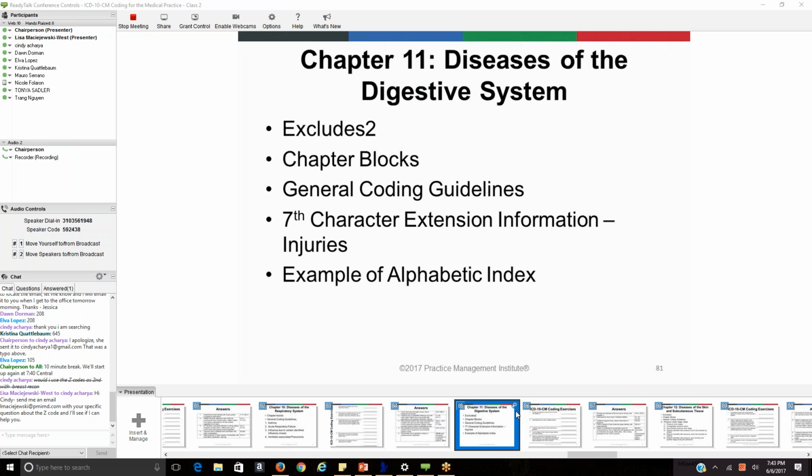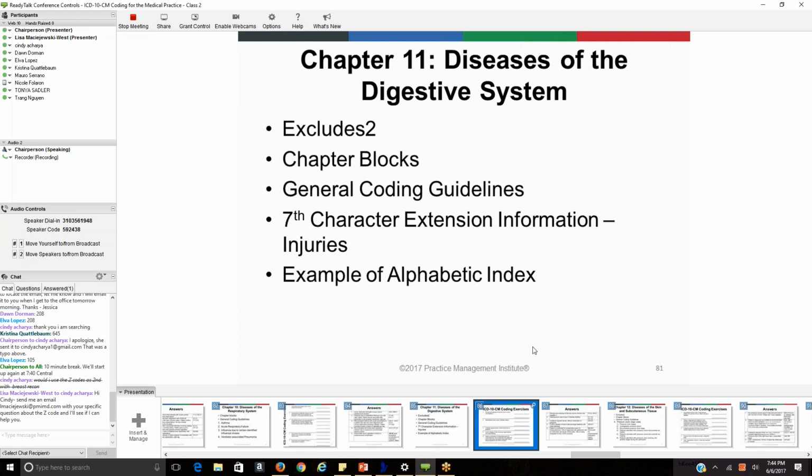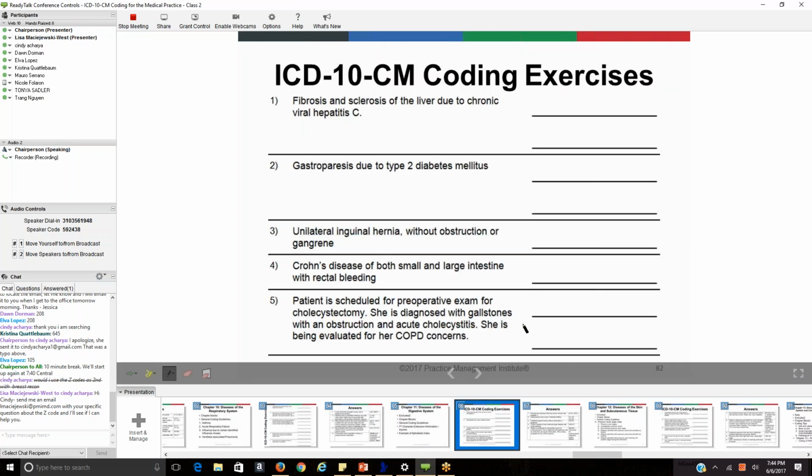So really and truly, other than that, it's just the same information that you would need to use to locate your codes, to find them. So let's go ahead and, without further ado, do our first two coding exercises. We have fibrosis and sclerosis of the liver due to chronic viral hepatitis C. So we've got two things, fibrosis and sclerosis of the liver, and then chronic viral hepatitis.